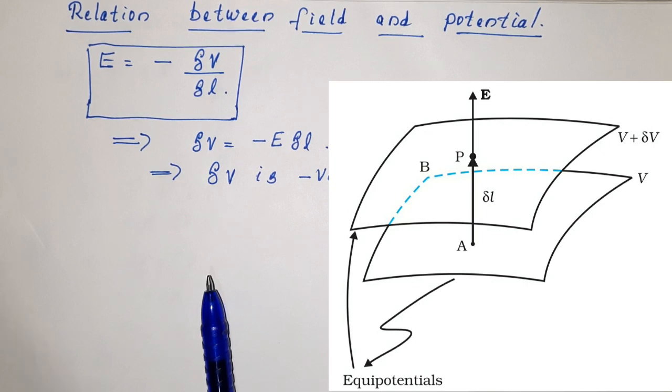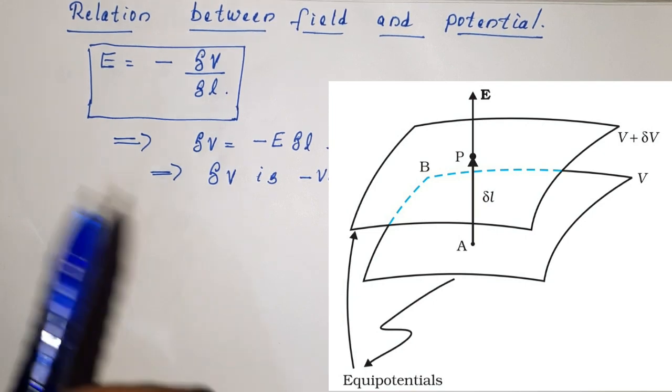Got it? So what is the relation between electric field and potential? That is E equals minus delta V by delta L. And one more conclusion, that electric field is in the direction in which potential decreases steepest. And its magnitude, the electric field magnitude, is given by the change in potential per unit displacement normal to the equipotential surface at that point. So these two conclusions are very important.